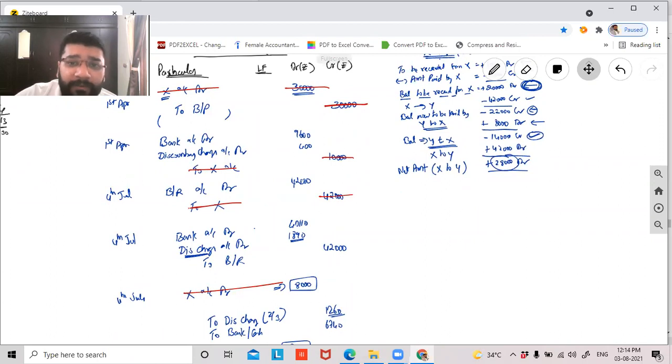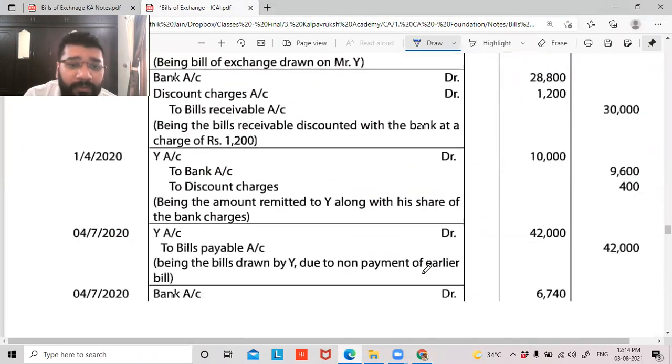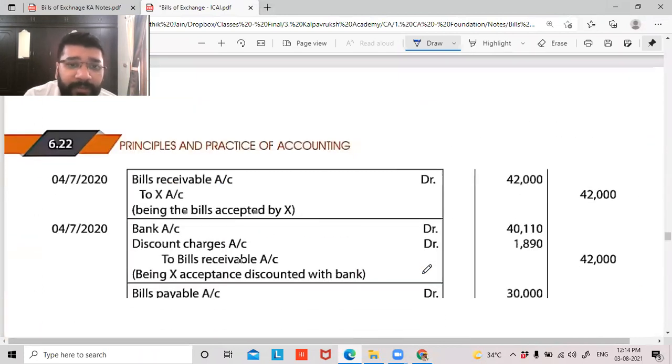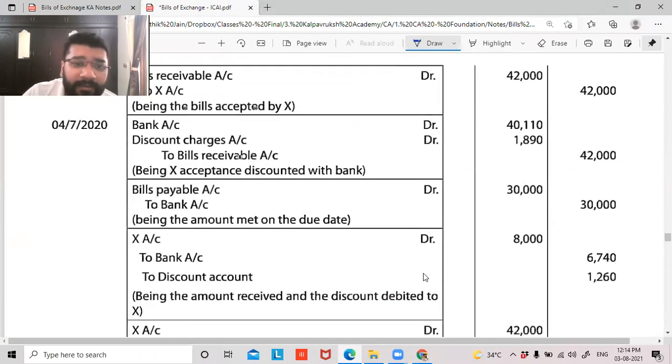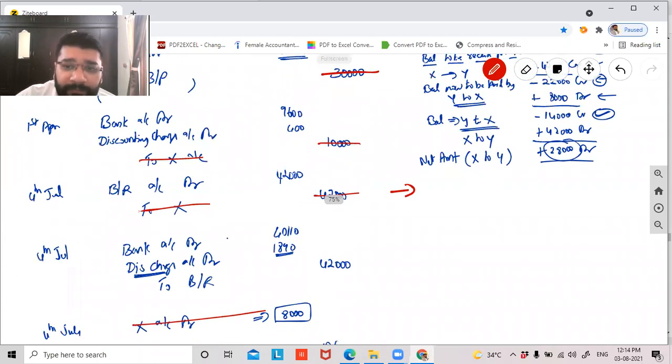So what will be the journal entry for that? Okay, you meant this entry, Roshni. You said this, right? So bills payable to bank. Nandini, here it is. We forgot this entry. See, guys, bills payable 30,000 has to be closed. What will be the entry? That will be the entry on 4th of July. Bills payable has to be closed. So bills payable account debit to bank 30,000 rupees. So this entry has to come.